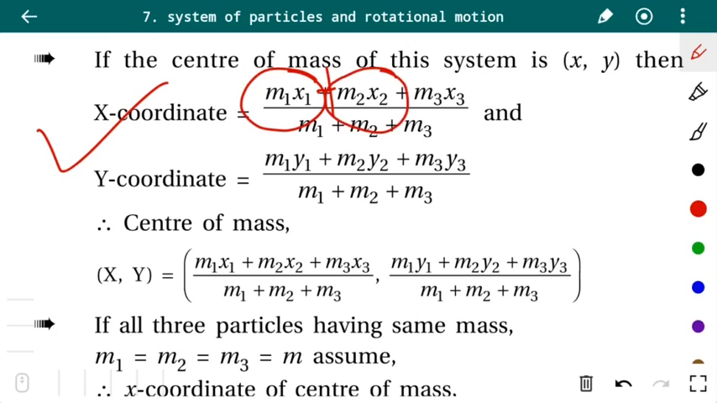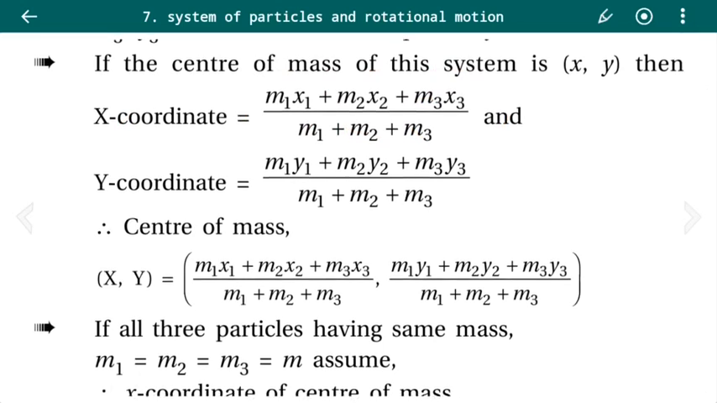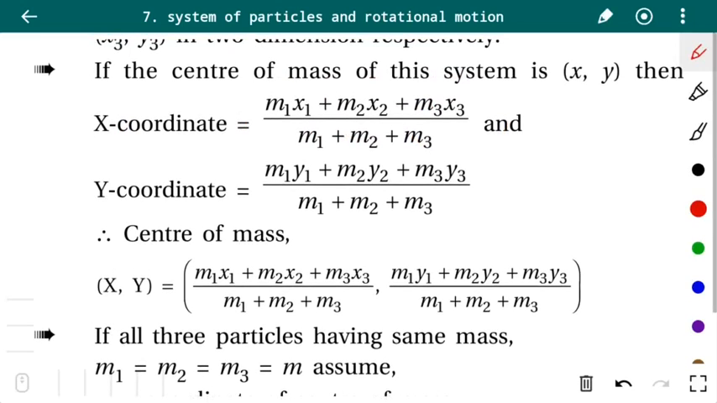In the same way, we can find the y coordinate of the center of mass. Instead of the position with respect to x, we will be taking the position of the particles with respect to the y coordinate. So the y coordinate equals m1y1 plus m2y2 plus m3y3 upon m1 plus m2 plus m3.